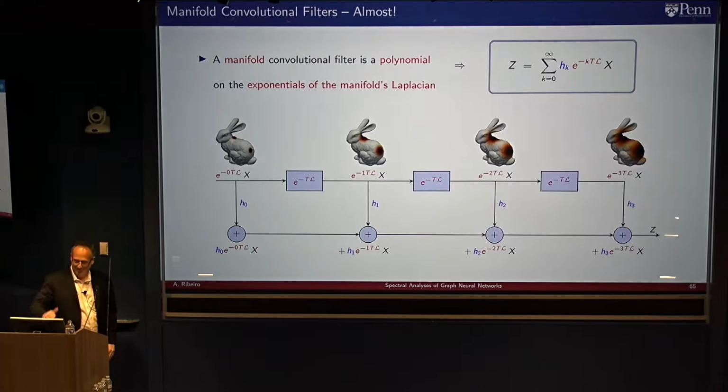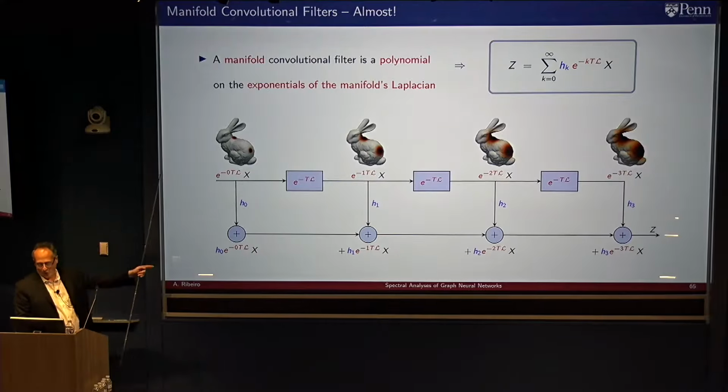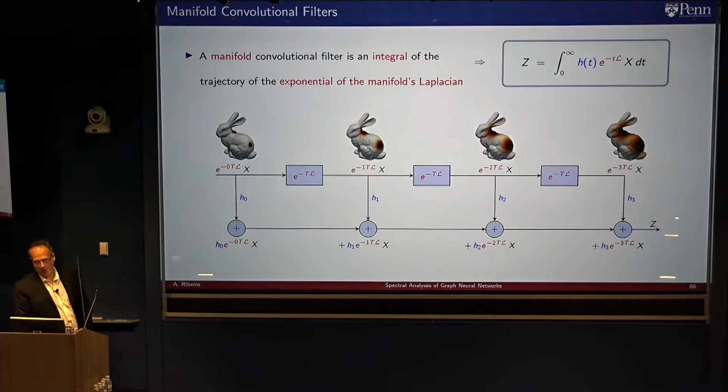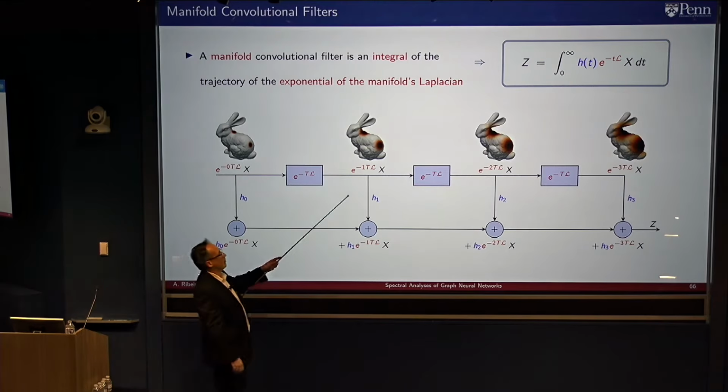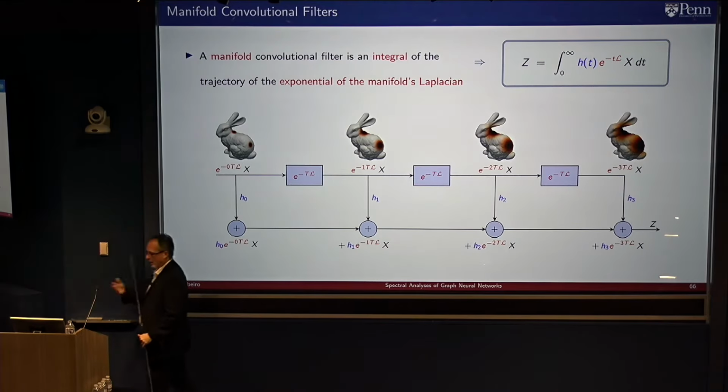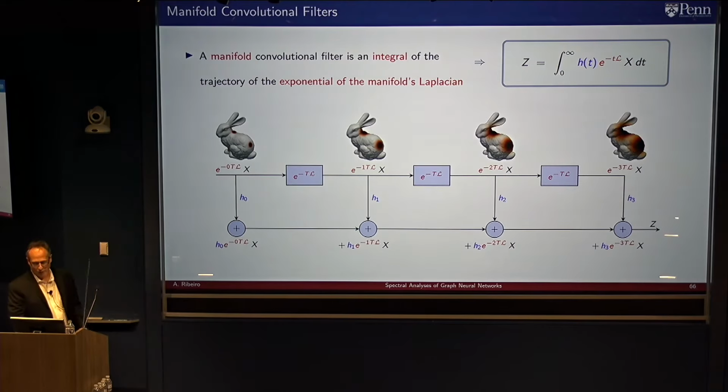Well, anyway, we reutilize Misha's results quite a lot in this investigation. What you want is to have the integral of h of t, e to the minus t calligraphic L, and that is what we call a manifold convolutional filter.